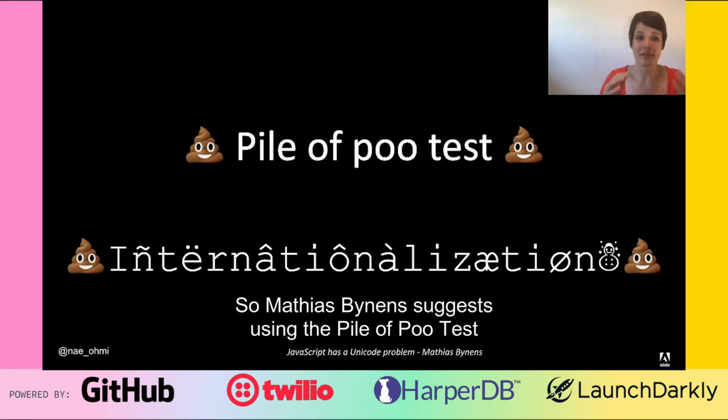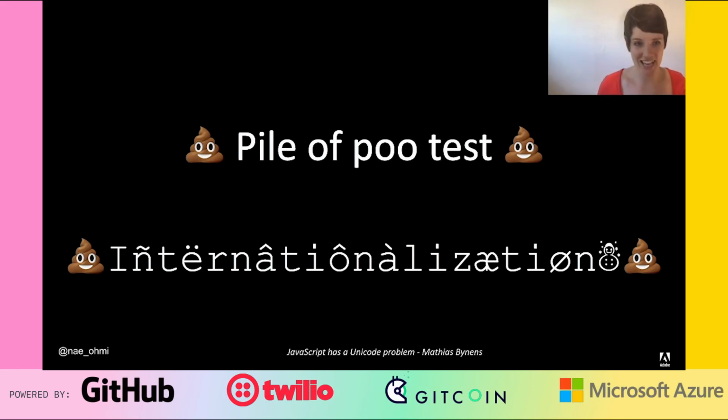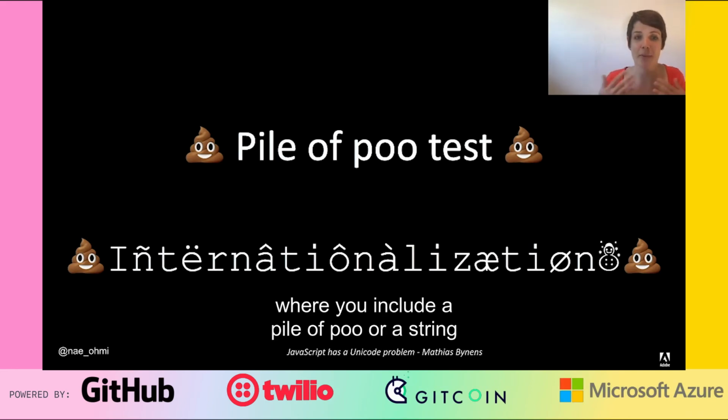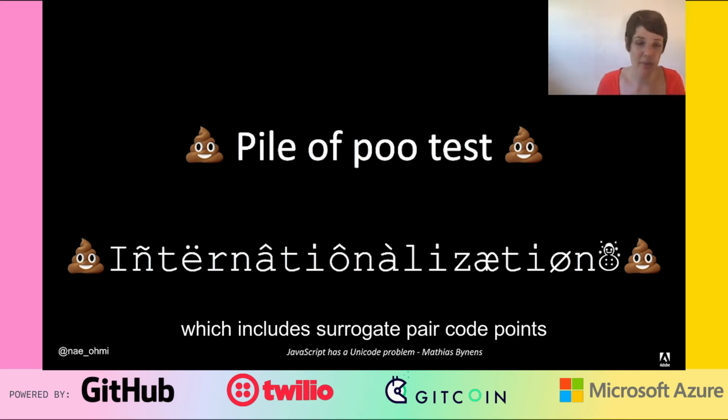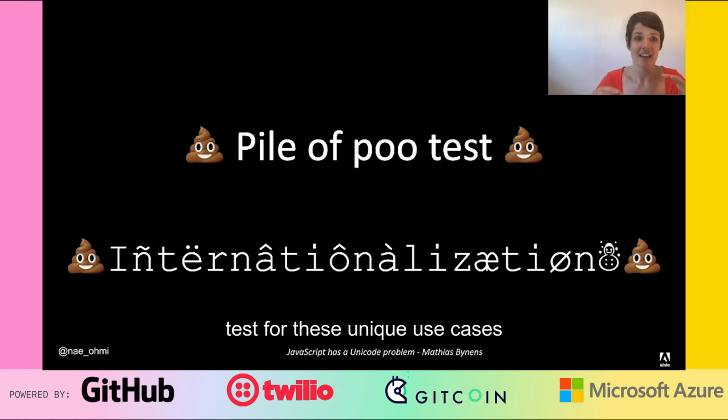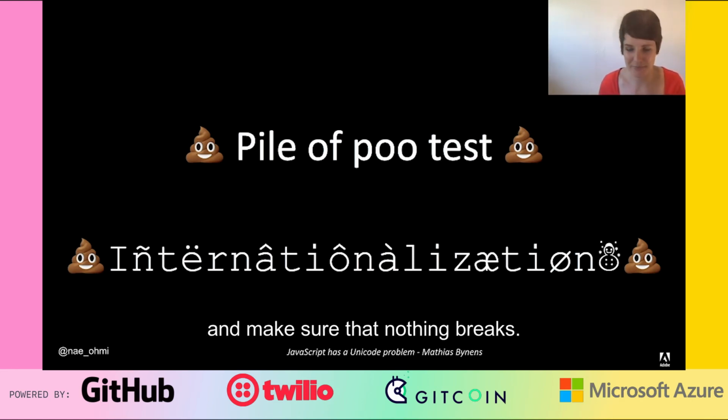So Matthias Bynens suggests using the pile of poo test, where you include a pile of poo or a string similar to this internationalization string, which includes surrogate pair code points on the astral plane. Then you can test your code for these unique use cases and make sure that nothing breaks.